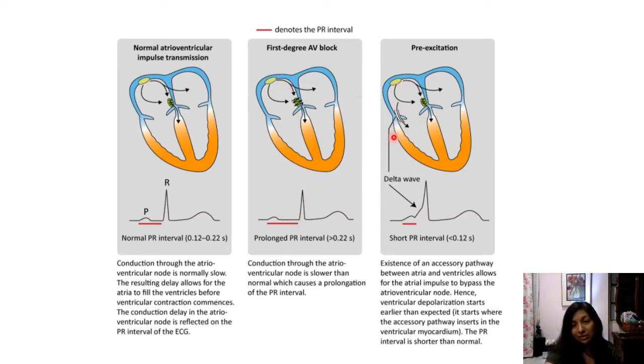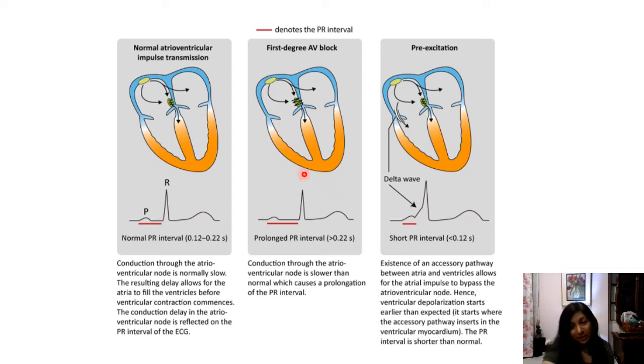If for some reason you have some kind of extra pathway that allows electricity to move from atria to ventricle and bypass the AV node, you can have pre-excitation, and you would see that as a little bit of a transient rise where you should have a flat PR interval. And that's usually what you see in Wolff-Parkinson-White syndrome, which is probably beyond what you guys need to know right now, but I'm just kind of adding it in since it's here and it's not difficult to understand.